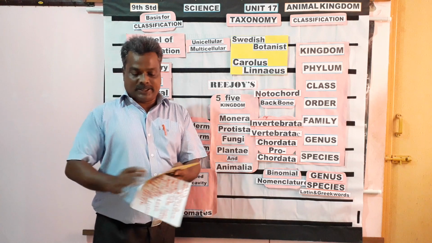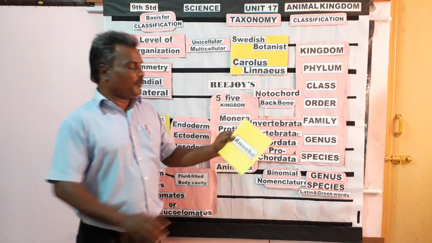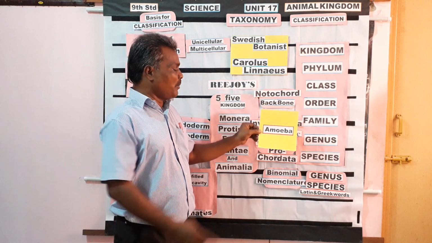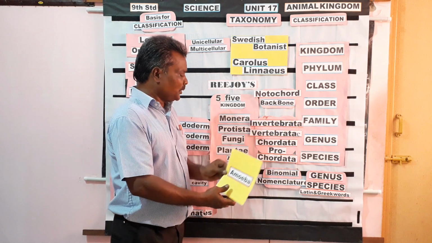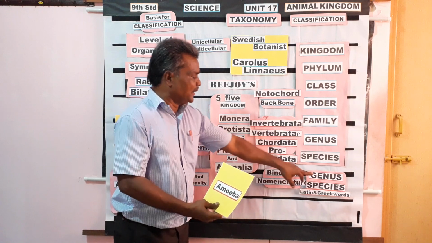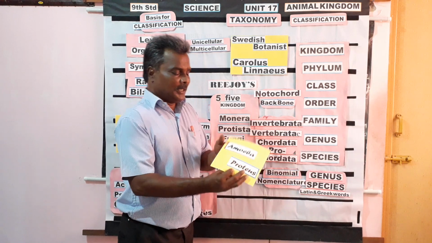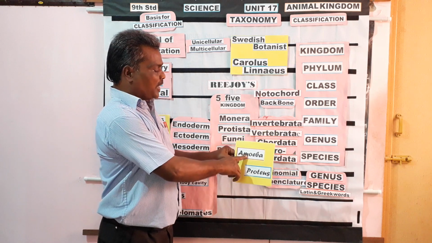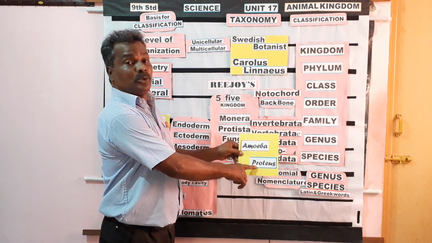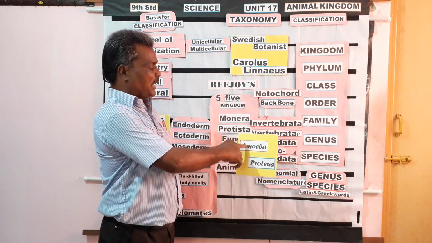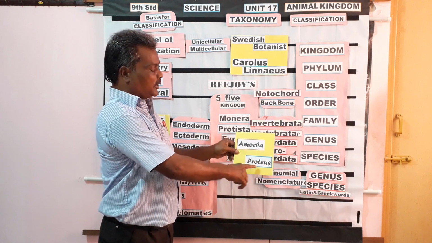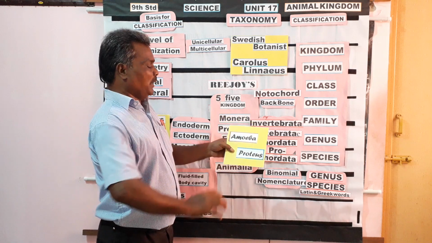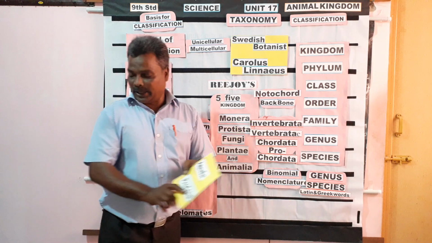Some of the animals. Common name of amoeba. When we come to binomial nomenclature, genus and species, it is called Amoeba proteus. First name belongs to genus, second name belongs to species. First name starts with capital letter and second word starts with small letter. Amoeba common name, binomial name Amoeba proteus.